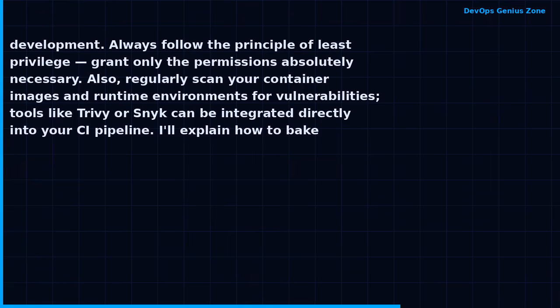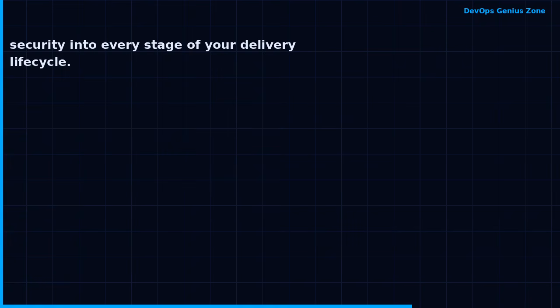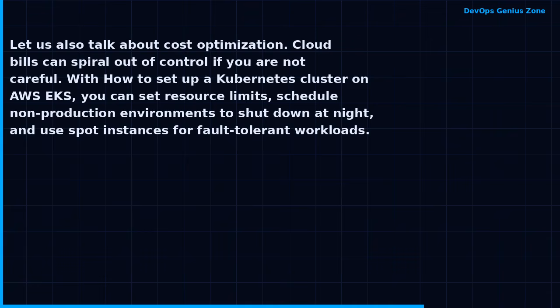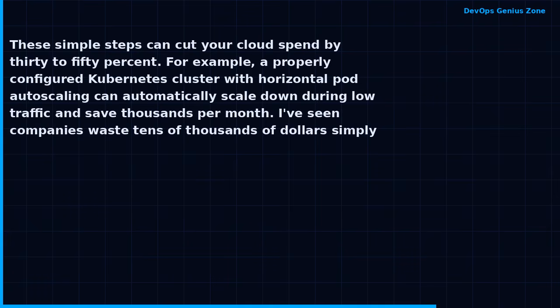Another crucial aspect is security. In the US, regulatory compliance frameworks like SOC 2, HIPAA, and PCI DSS require you to have complete visibility and control over your infrastructure. Understanding how to set up a Kubernetes cluster on AWS EKS helps you meet those requirements without slowing down development. Always follow the principle of least privilege, granting only the permissions absolutely necessary. Also, regularly scan your container images and runtime environments for vulnerabilities. Tools like Trivy or Snyk can be integrated directly into your CI pipeline. I'll explain how to bake security into every stage of your delivery lifecycle.